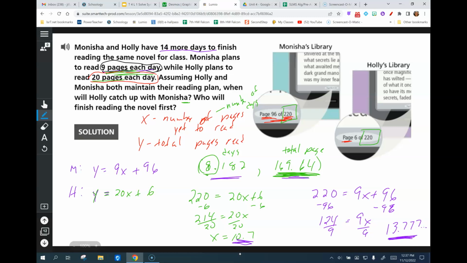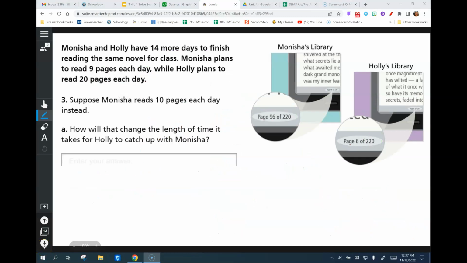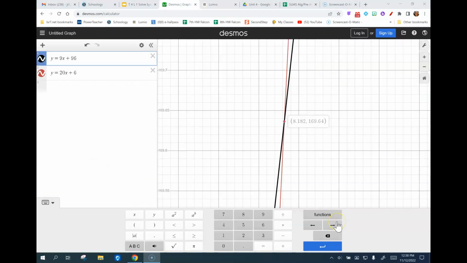The other thing I wanted to point out is when you're graphing, and we're going to do those again in just a bit. Now what they're saying is let's change it a little. Monisha is now going to be y is equal to 10x plus 96. Holly did not change, so the only thing that changed is Monisha is going to read one more page a day. And then they're going to find out how that changes the time for her to catch up. Okay, you could graph them again to find that out, and let's do that really quick. Luckily I still have my equations out there, so I just went and changed it to a 10. And I'm going to find out where that changes it. Let's see.